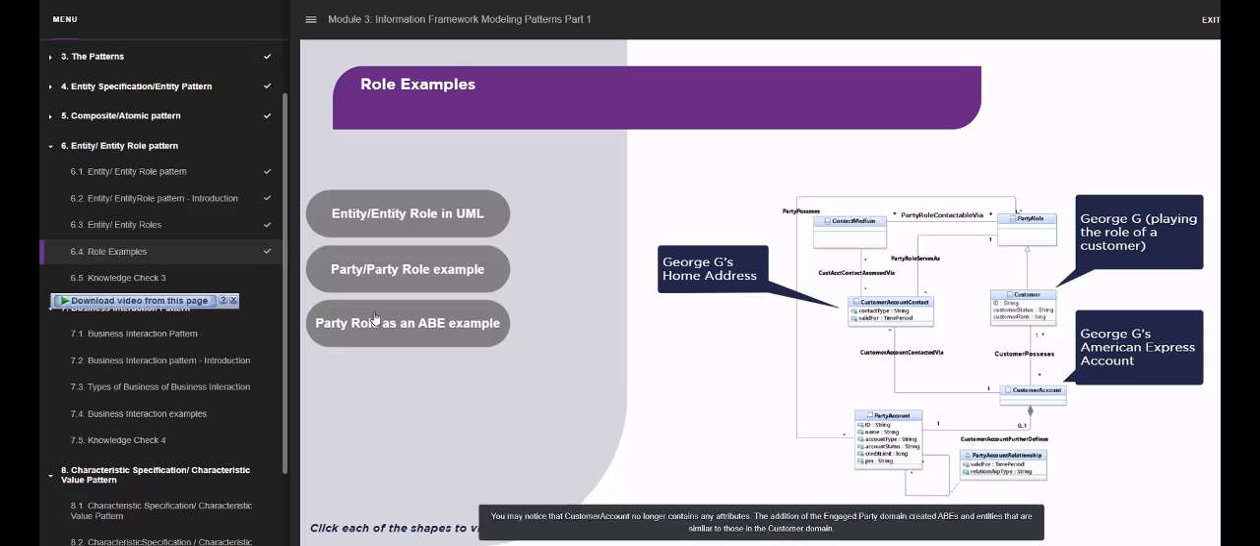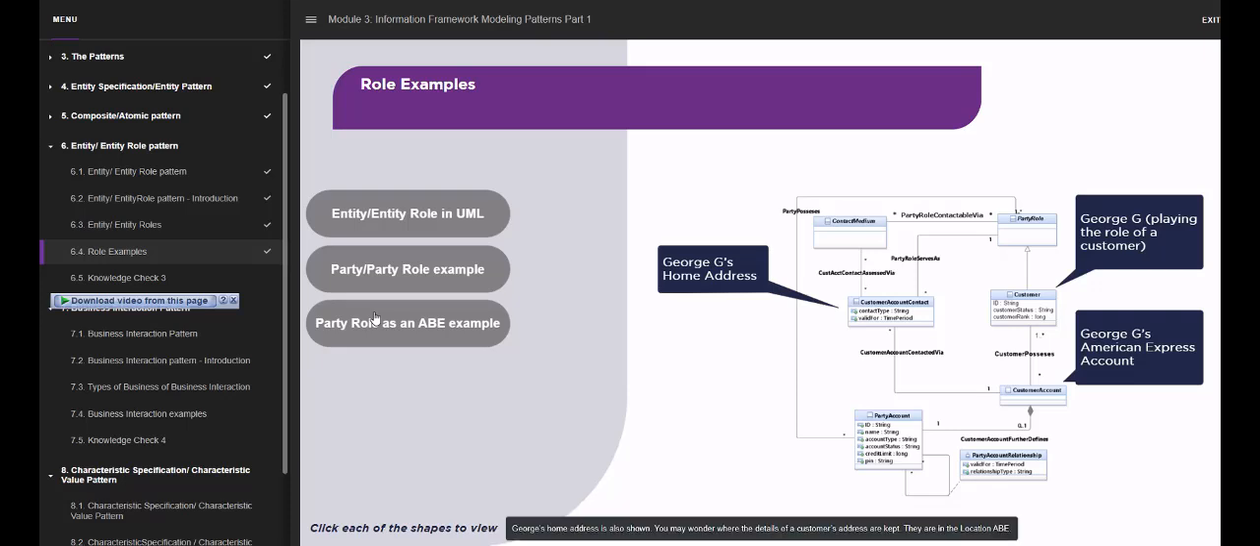You may notice that customer account no longer contains any attributes. The addition of the engaged party domain created ABEs and entities that are similar to those in the customer domain. To minimize the amount of entity and attribute duplication, some entities were removed from the customer domain and attributes were removed from customer domain entities such as customer account. When attributes were removed, a composite association was used to indicate that an entity, such as customer account, is further defined by the similar party domain entity.